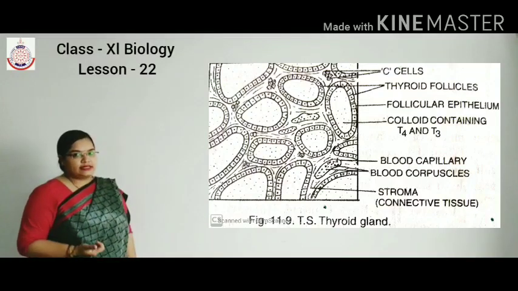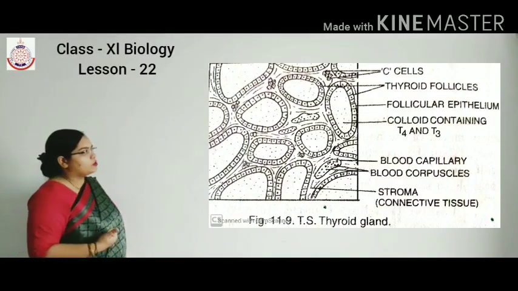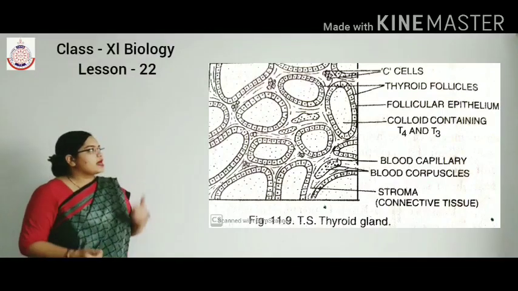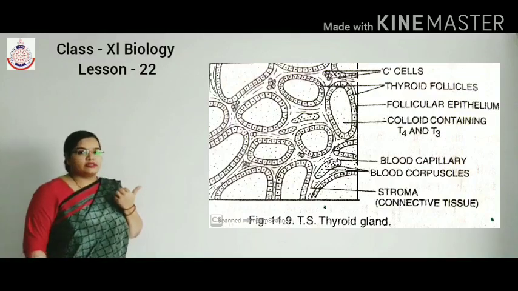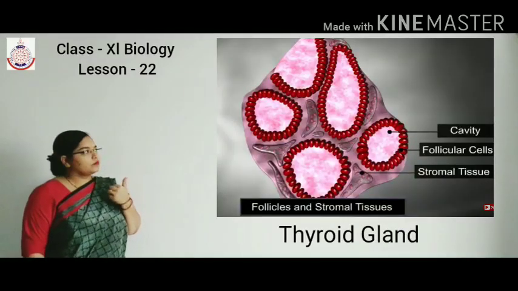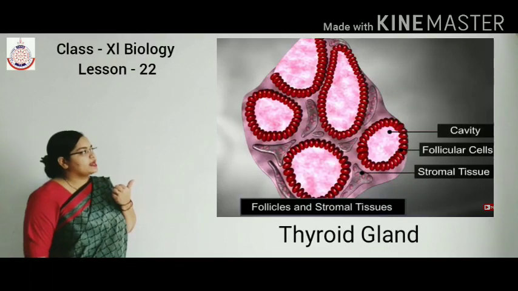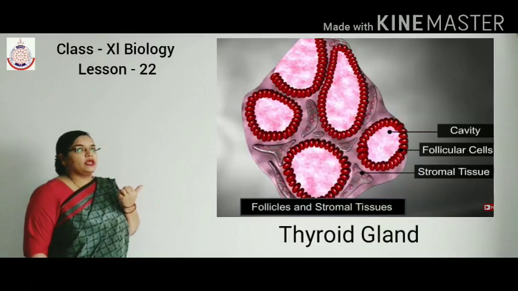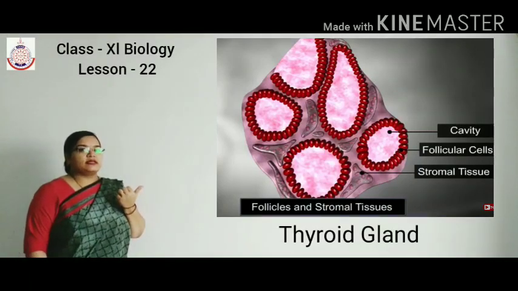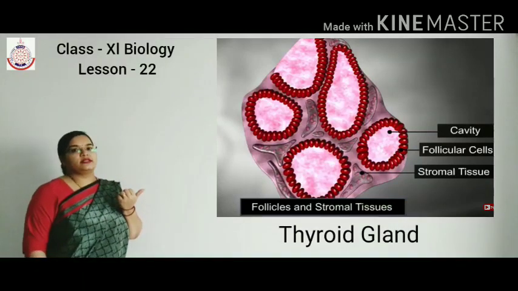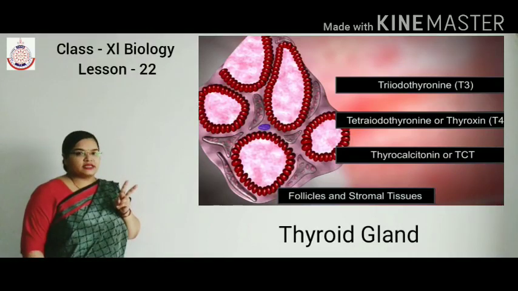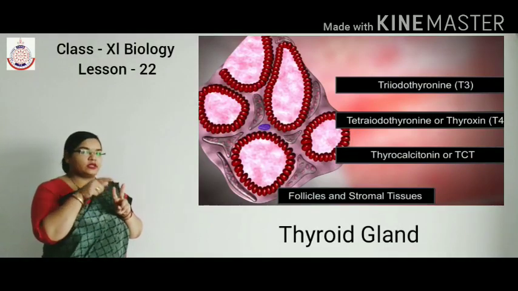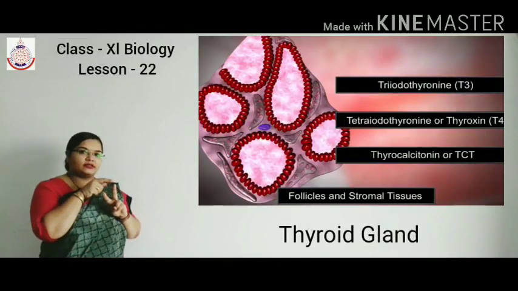Parafollicular cells we will discuss later on. First of all, about thyroid follicles. These thyroid follicles are made up of cells called follicular cells or follicle cells, and these follicular cells enclose a cavity. Now these follicular cells are responsible for the synthesis of two main hormones of the thyroid gland. These are triiodothyronine or T3 and tetraiodothyronine or T4.